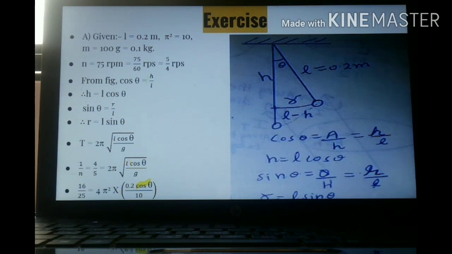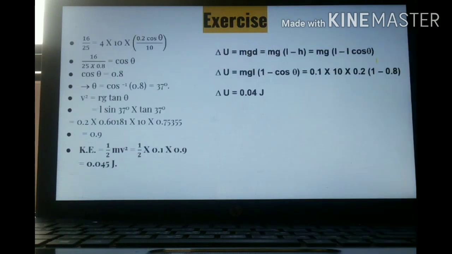In place of L, I have substituted the value 0.2. Cos theta we have to find out, and g's value is taken as 10. So now, 10 and 10 will get cancelled ultimately. This 4 will go in the denominator.